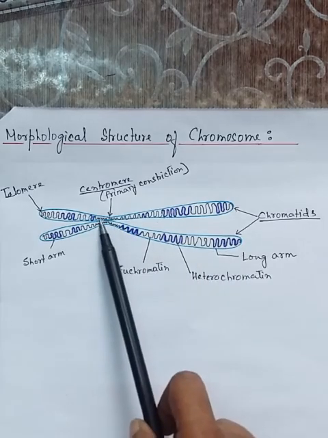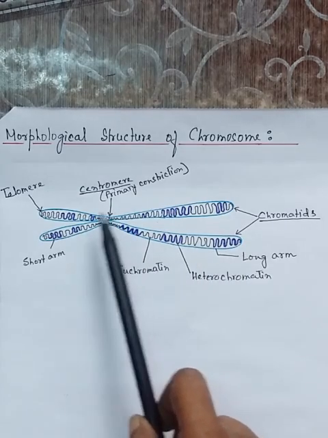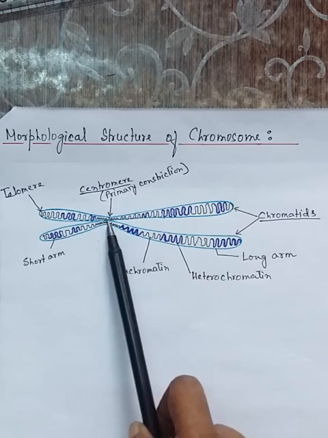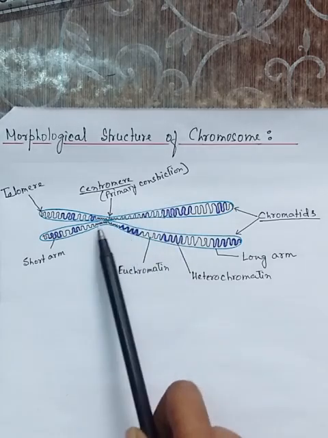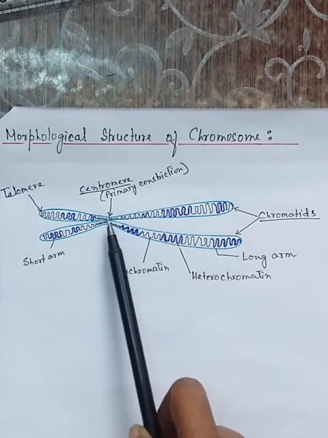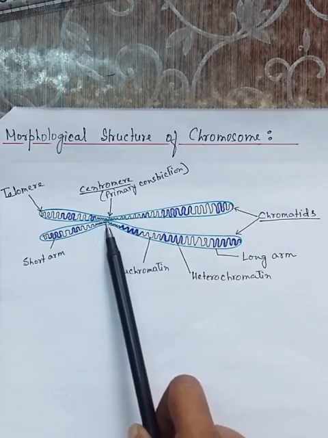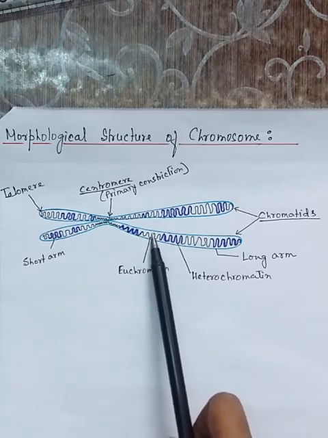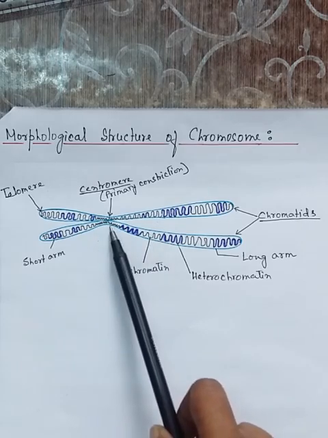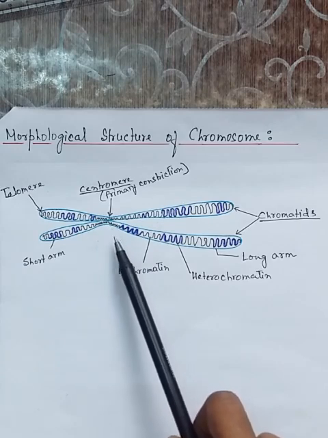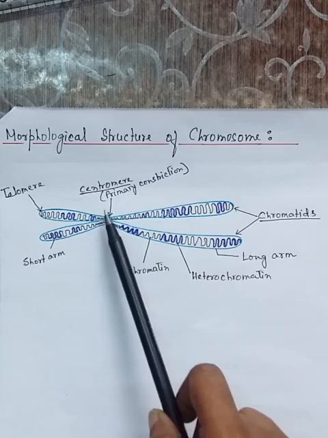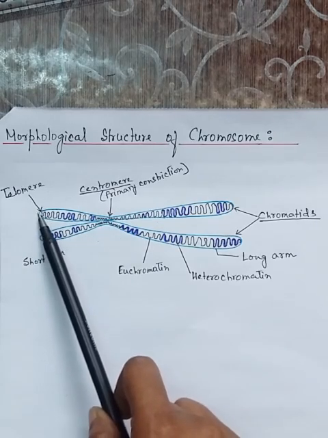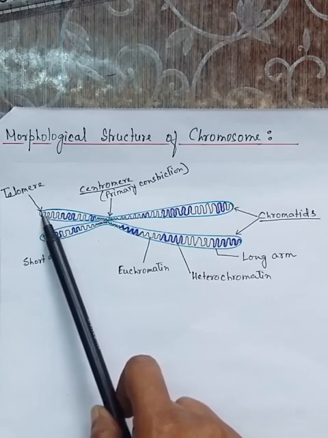Now here you can see one constriction where both the chromatids are joining each other. This constriction is called the primary constriction or centromere. This is a vital place where both the chromatids are connected with each other, and when you learn the cell division chapter, you will learn that the chromosomes are connected with the spindle at this place only. At the end of the chromosome, this region is called the telomere.